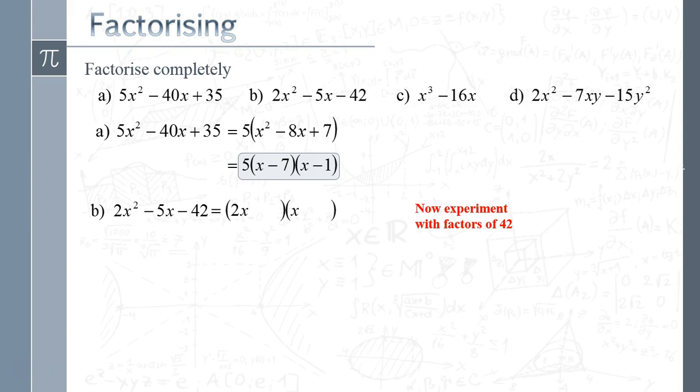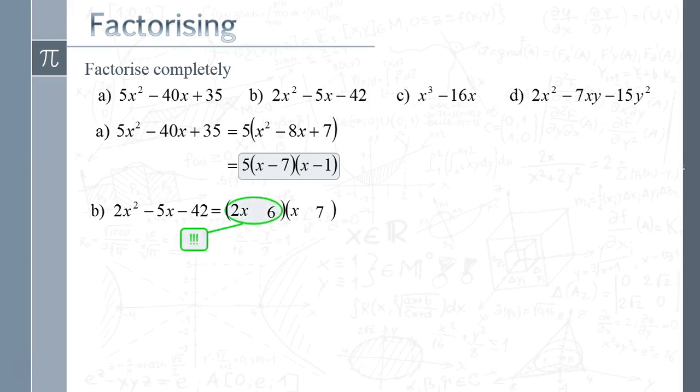But initially, I'm just going to chuck some numbers in and see what happens. So let's say 42 is 6 times 7. So let's put those in, and let's say I choose to put them in that way around. Now, with experience, you'll start to realise what's going to work and what's not. In this particular instance, I know straight away that that's not going to work.